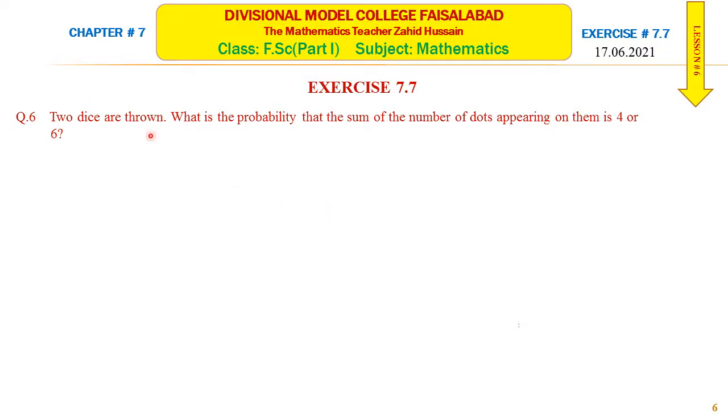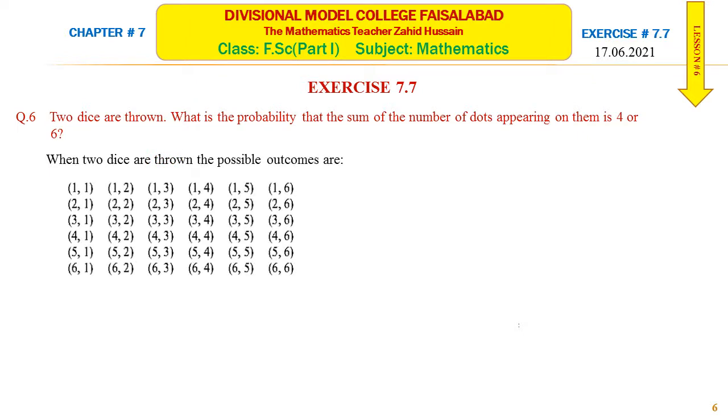Question number 6: two dice are thrown. Again, the outcomes will be the same as in question number 5, because one die thrown twice or two dice thrown at a time mean the same. What is the probability that the sum of the number of dots appearing on them is 4 or 6? Again, there are two events: in the first the sum of the two throws is 4, and the second event is one in which the sum of the two throws is 6.